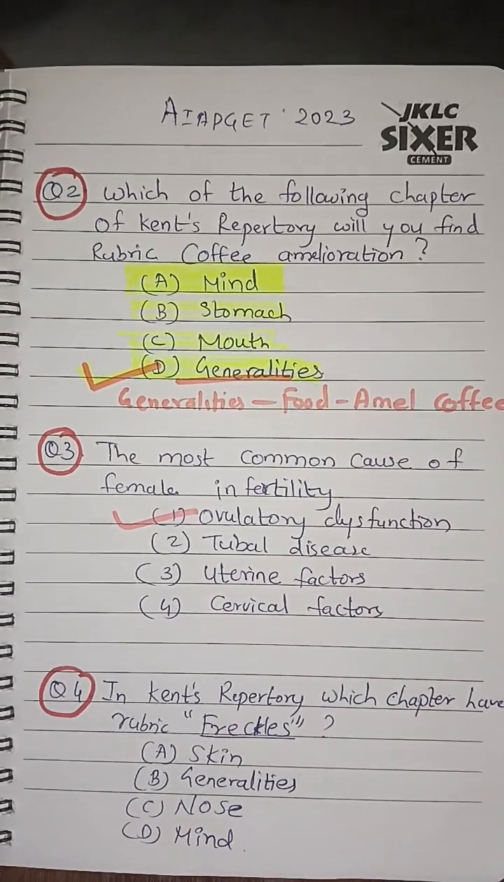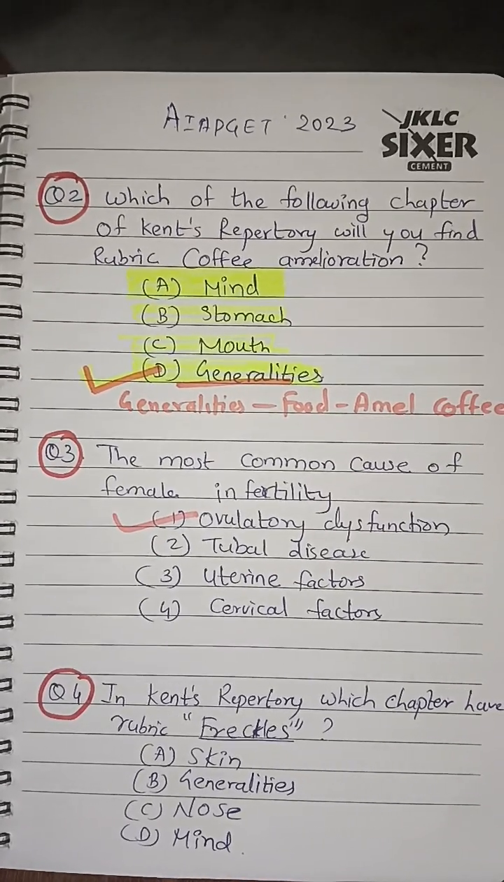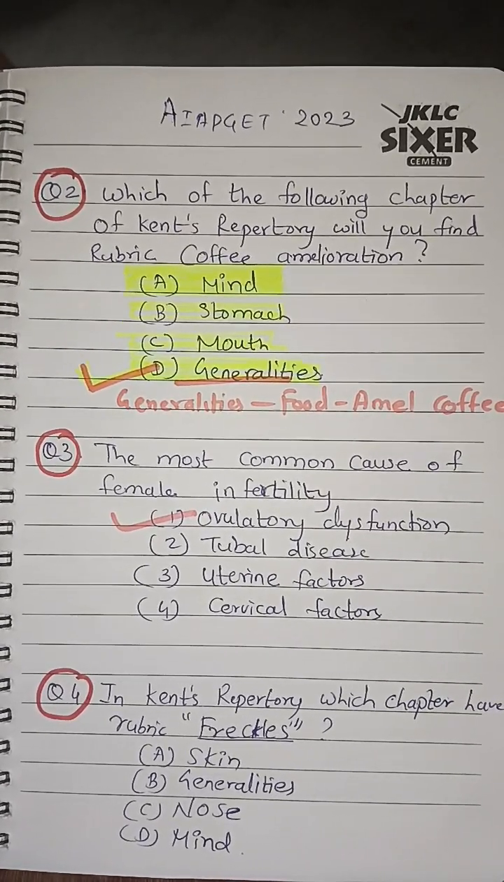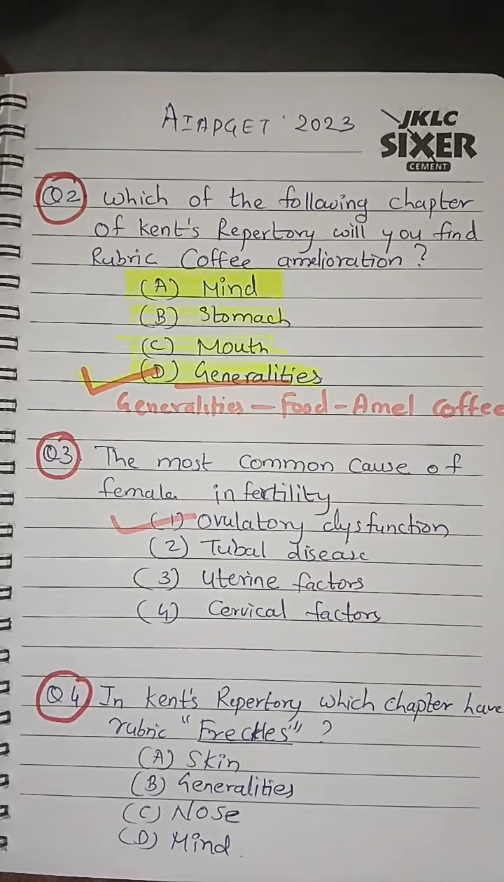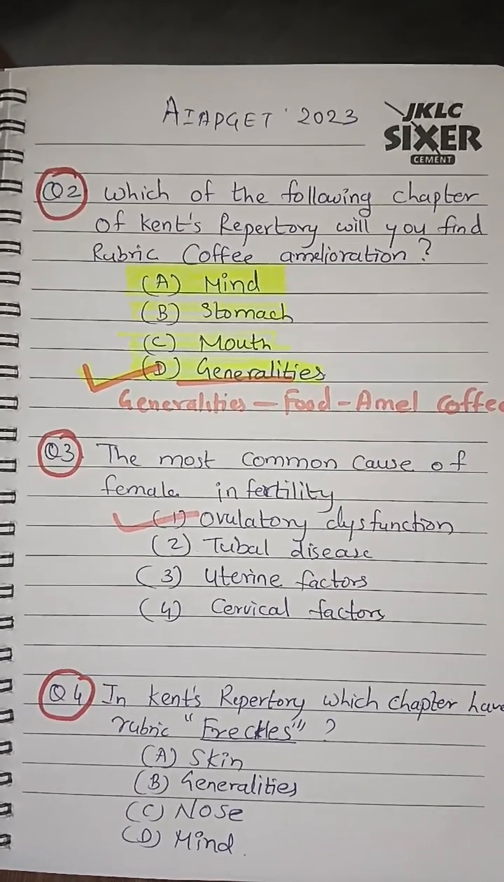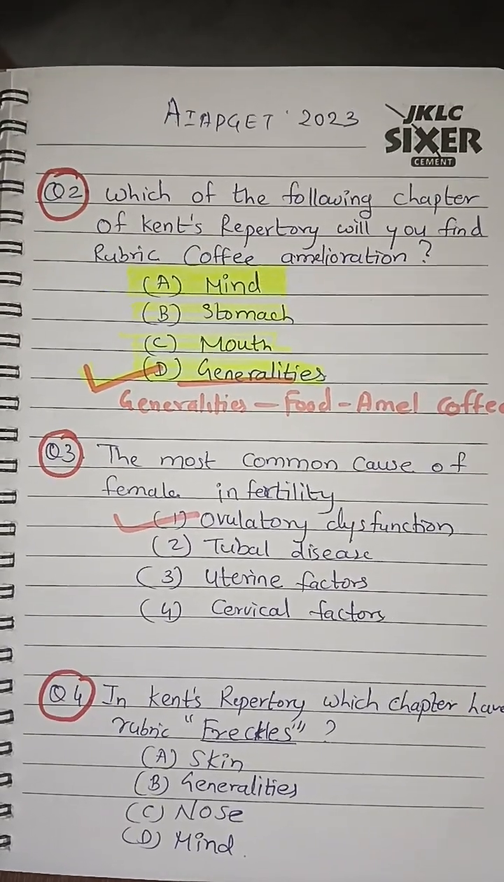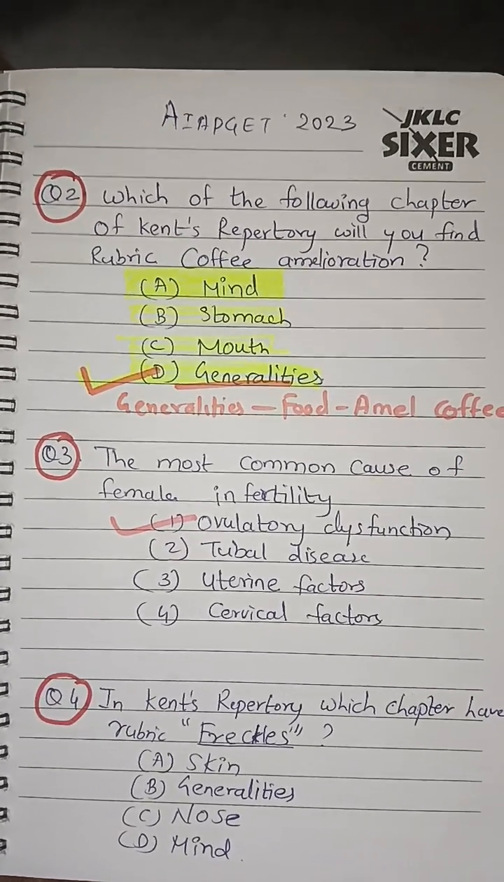Now question 3 for this exam was, the most common cause of female infertility. First option, ovulatory dysfunction. Second, tubal disease. Third, uterine factor. Fourth, cervical factor. The right answer for this question is option 1, ovulatory dysfunction. The most common cause of infertility in female is ovulatory dysfunction.